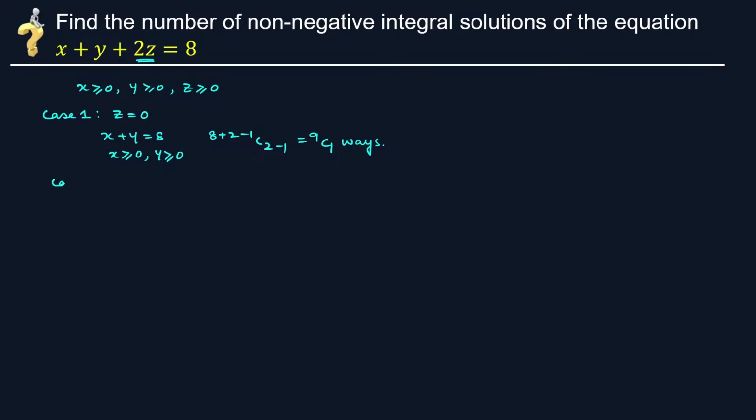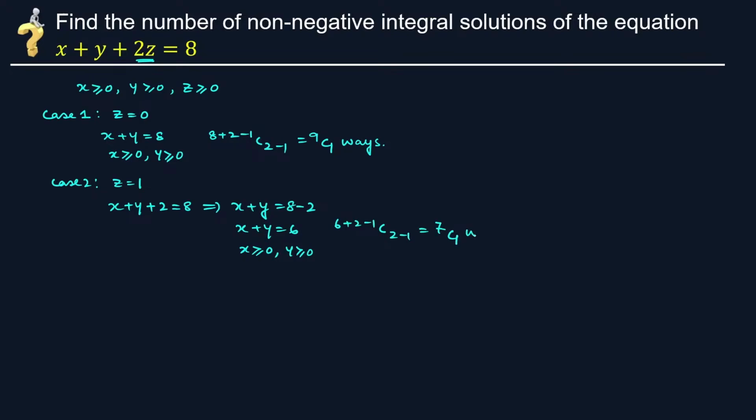Now let us consider case 2. If z is 1, in that case x plus y is 8 minus 2, that is x plus y is 6. Again, we are free to use our partition method. In this case, the answer will be 6 plus 2 minus 1, C2 minus 1. That is 7C1 ways.